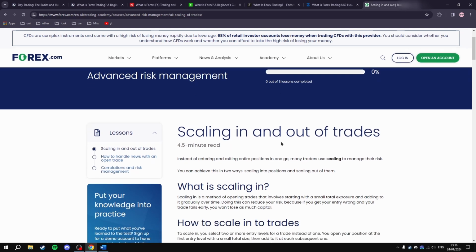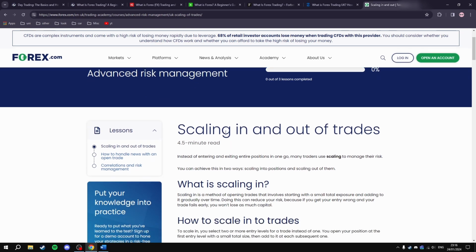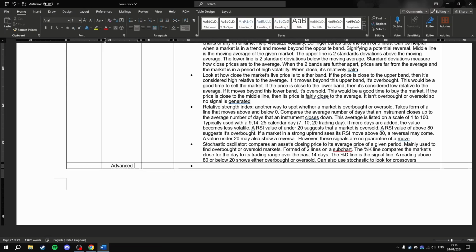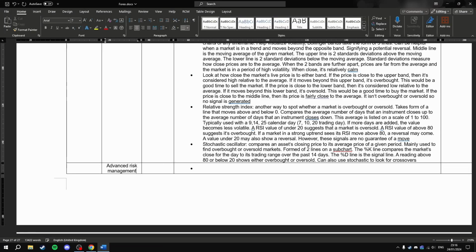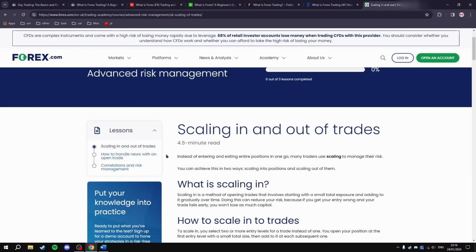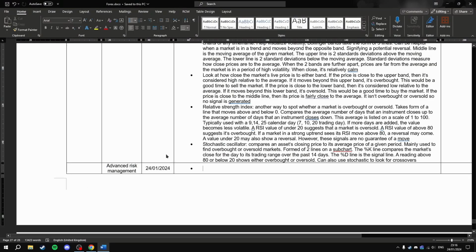So first lesson, scaling in and out of trades. This is called Advanced Risk Management, and the date is 24/01/2024. Right, advanced risk management.